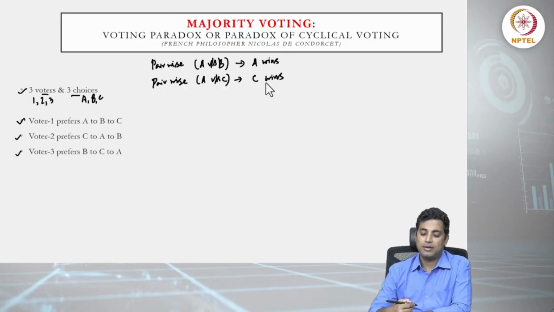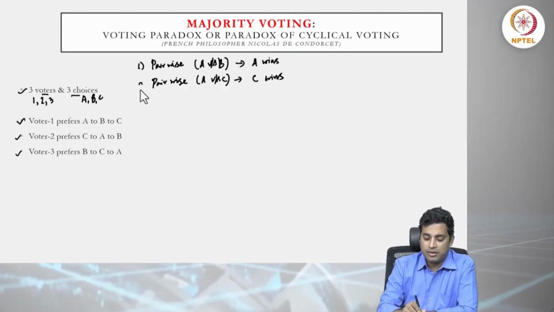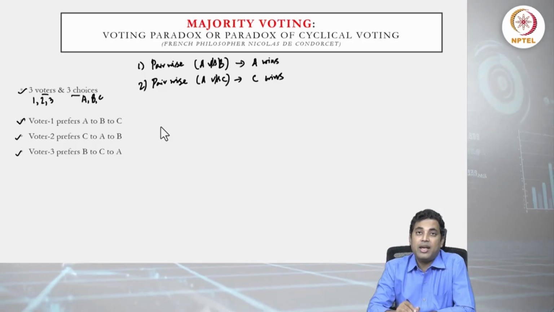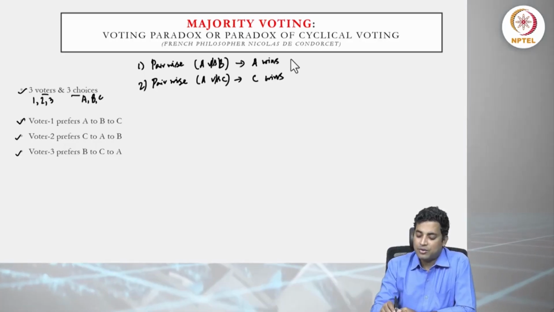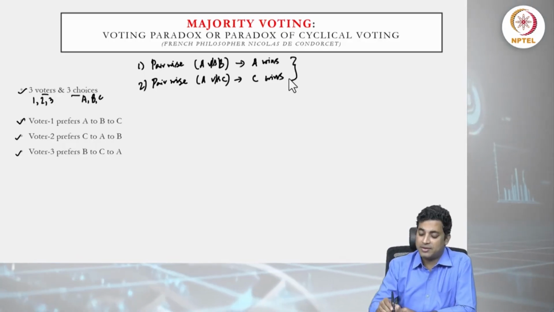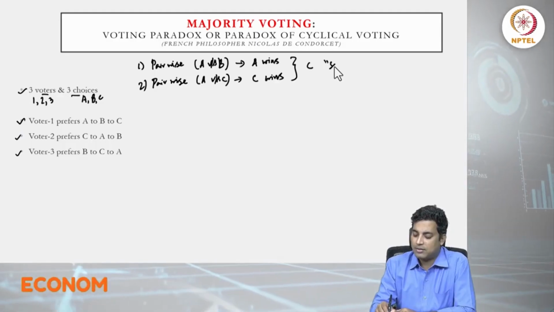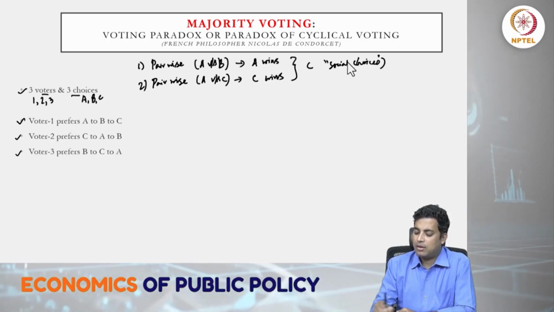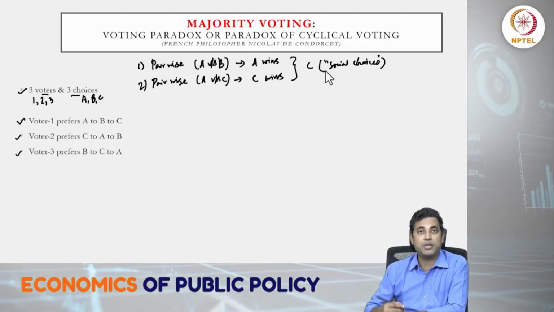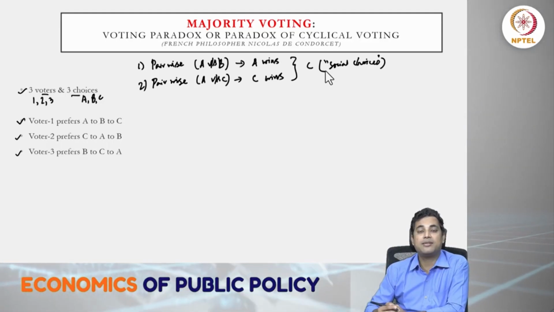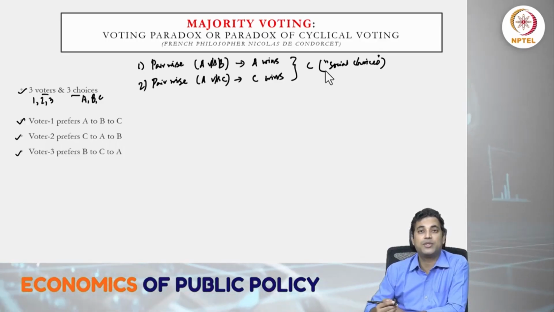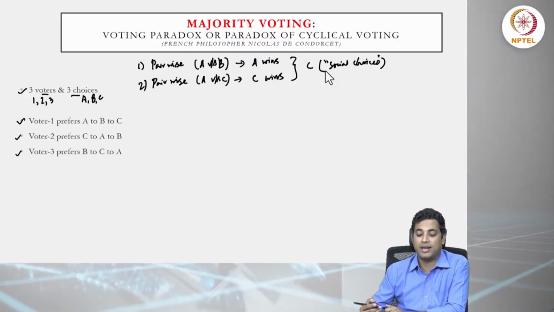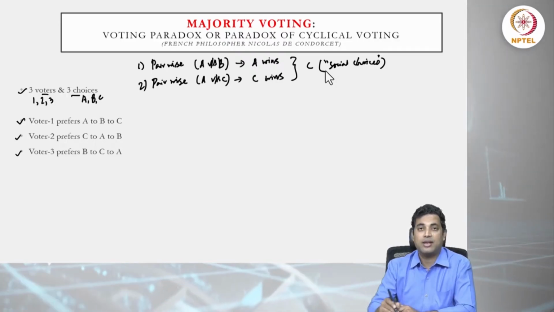So now if we look at pair 1 and pair 2, clearly between A and B, A wins, but between A and C, C wins. So from these preferences, C should be the social choice, right? And how is C a social choice? Because between A and B, A wins, and between A and C, C wins. So people are preferring C over A, and people are preferring A over B, and therefore one can consider C to be the social choice between these two.